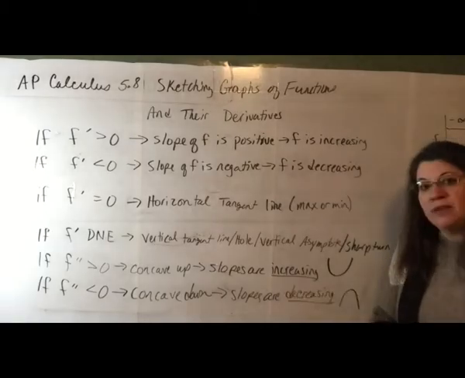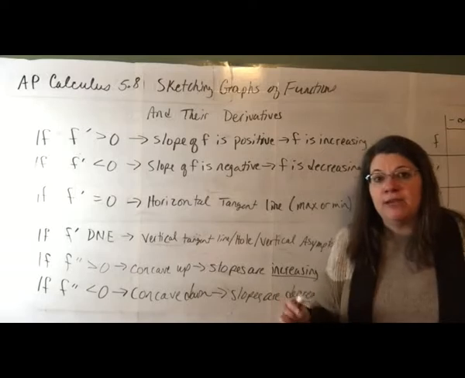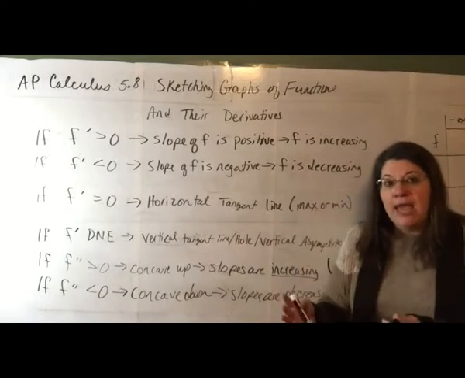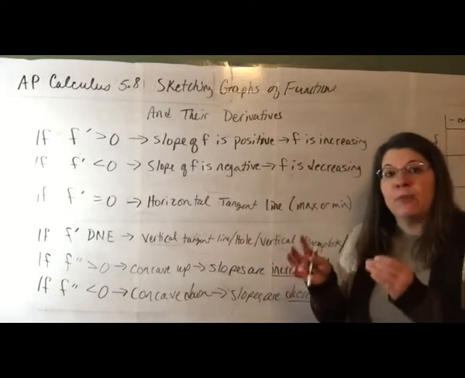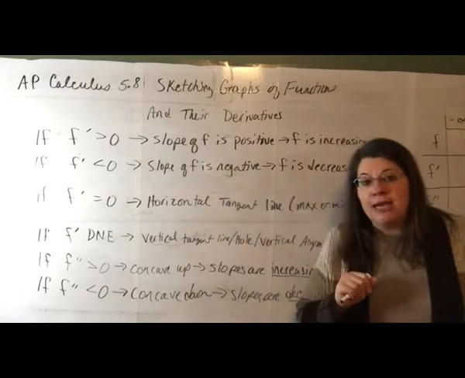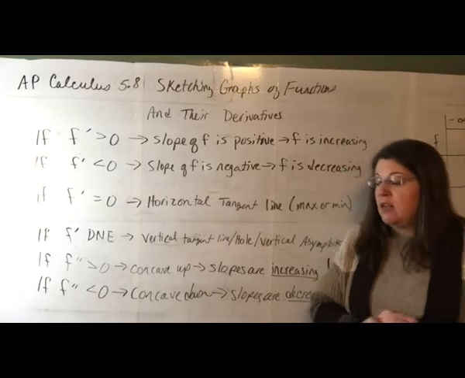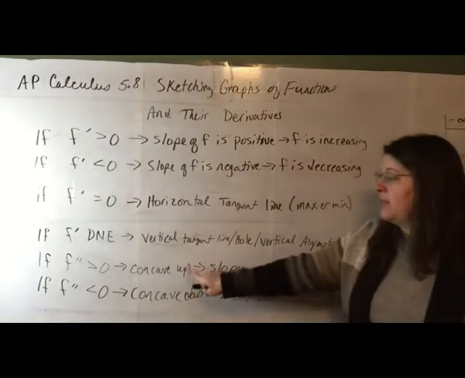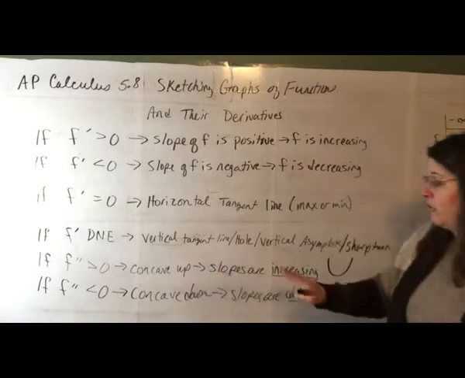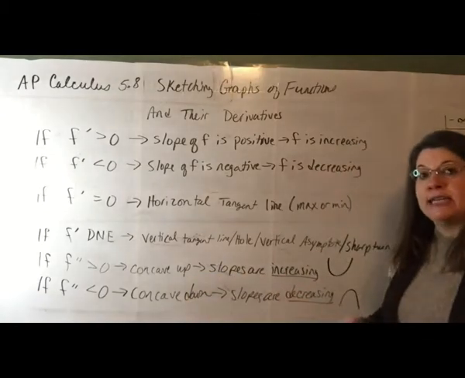That will become significant as you're trying to analyze tables that you've been given. They're going to give you tables, and they're going to ask you to take the information from the table based on your f prime and your f double prime information and draw the graph of f using that information. So you need to understand that if something is concave up, then the slopes are increasing. If something is concave down, the slopes are decreasing.